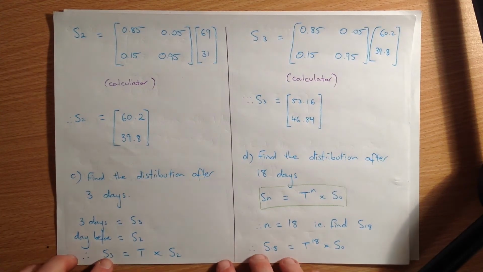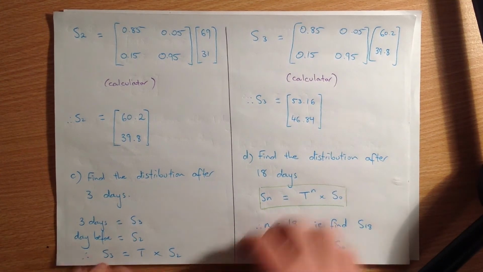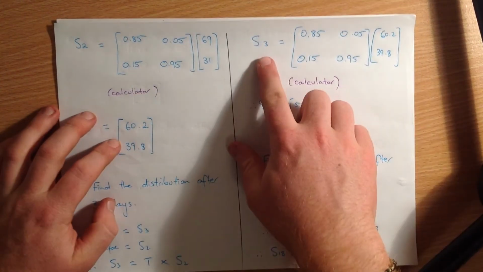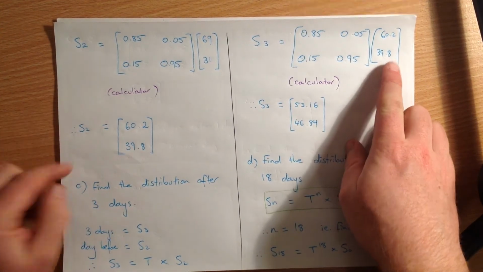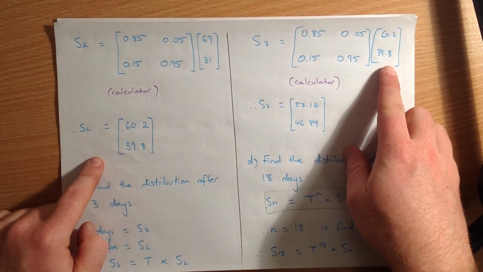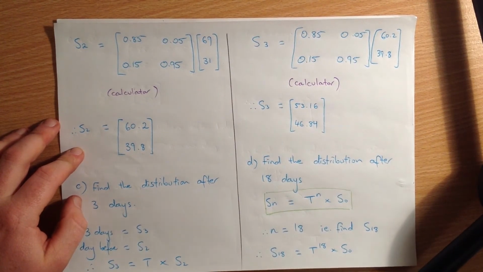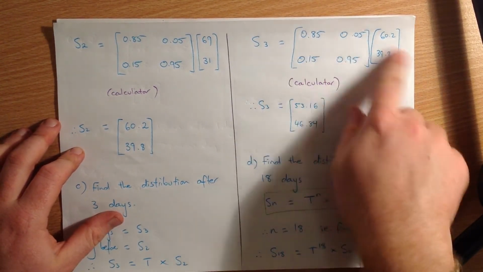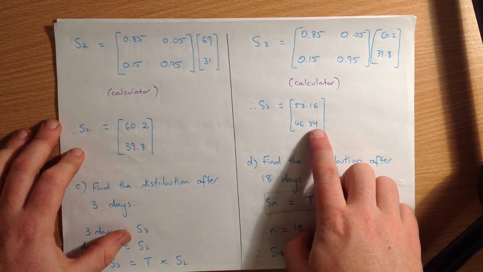So here's our third state matrix. That's our transition matrix times the second state matrix. So that's up here. The third state matrix is the transition matrix times the second state matrix. Here's the second state matrix here, S of 2. So we can see we're just using the previous question to help us answer the next question. And we put this in our calculator, and that pops out 53.16 and 46.84.